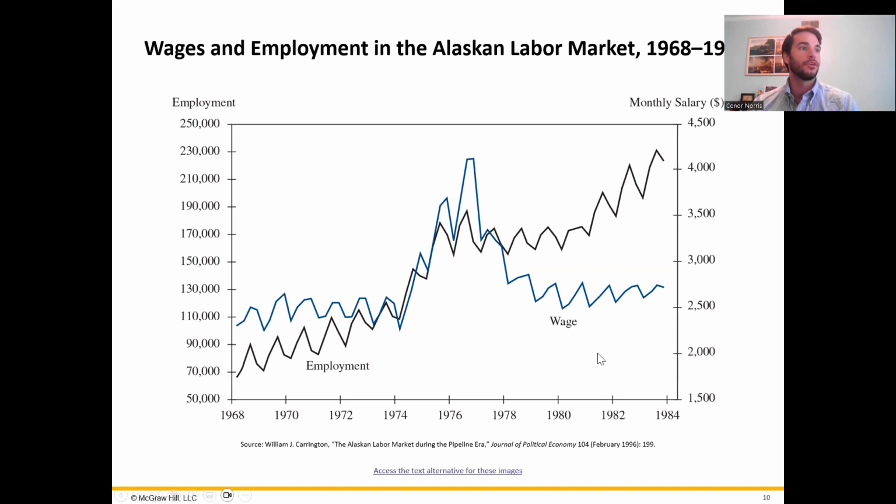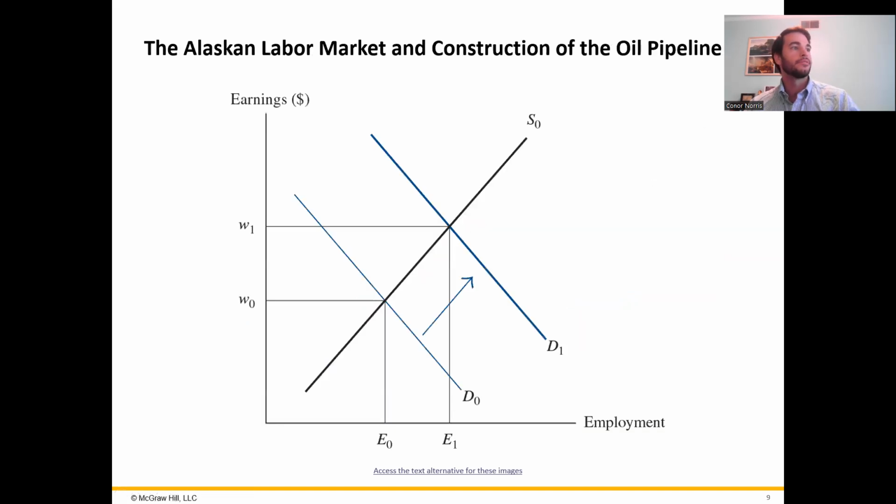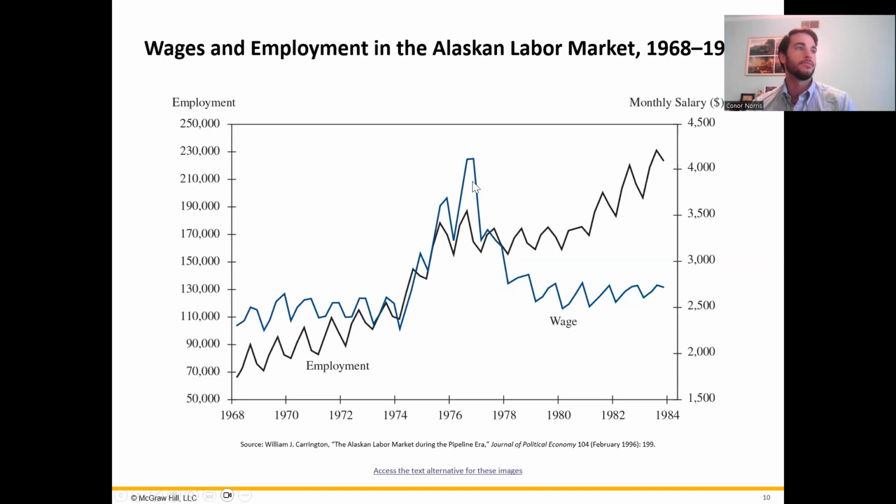Now, when we look at earnings, and these earnings are adjusted for inflation, we see what we would expect. Wages also substantially increased during this time period, and then drop back down after the temporary increase in employment. So going back to the previous slide, we expected both wages to increase and employment to increase. And that's exactly what happened during that time.